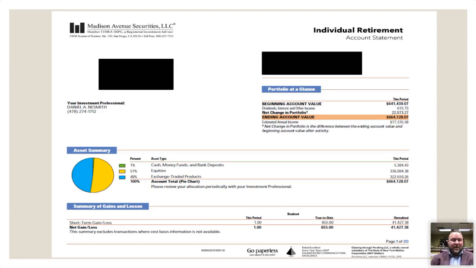Now, if you have a non-IRA account, there's two types of gains. Realized gains, that means it's actually been sold. That means the gain is locked in and realized. Unrealized means the account is up by that dollar amount, but it hasn't been sold yet. And so in this case, there's $41,427 in unrealized gains.